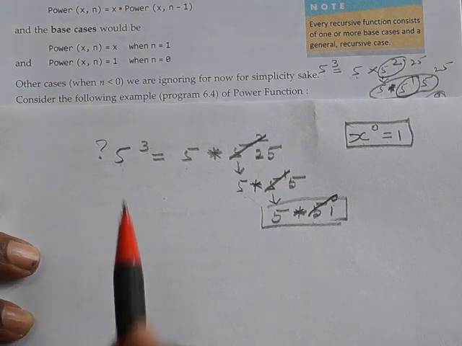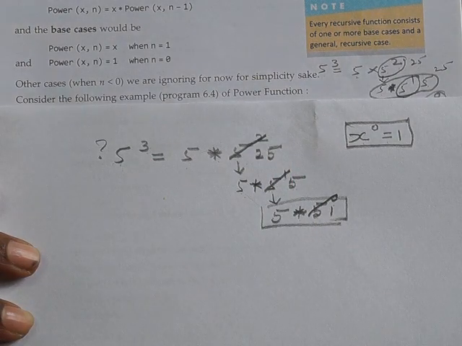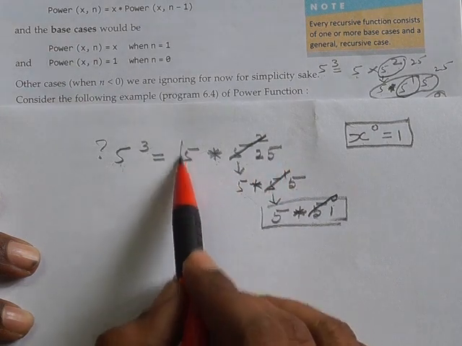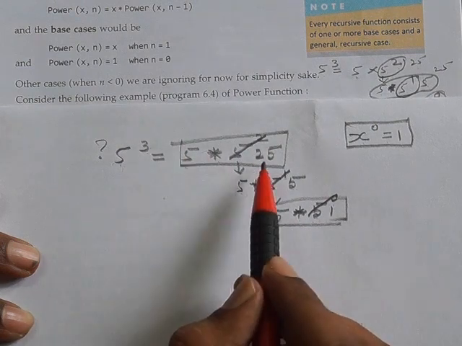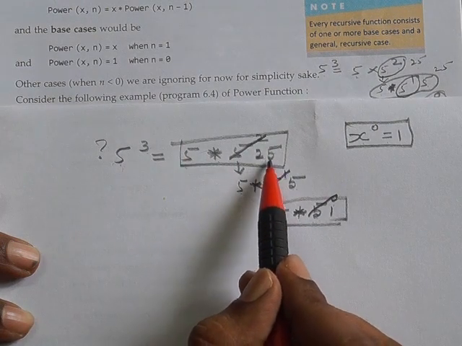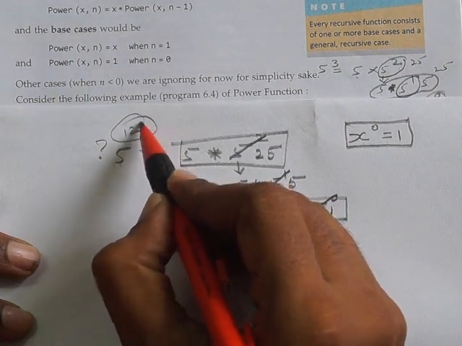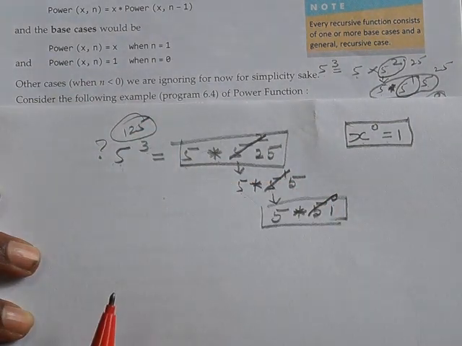Now you tell me what is the value of 5 power 3. What is the value? 5 into 25. The answer is 125. That value will be stored here. The answer is 125. Got it?